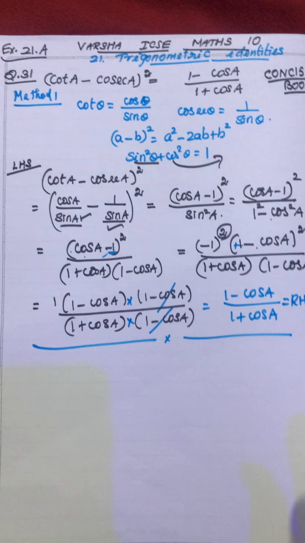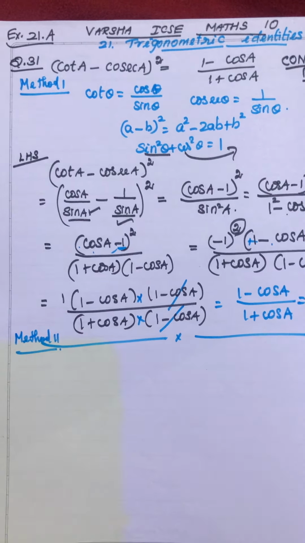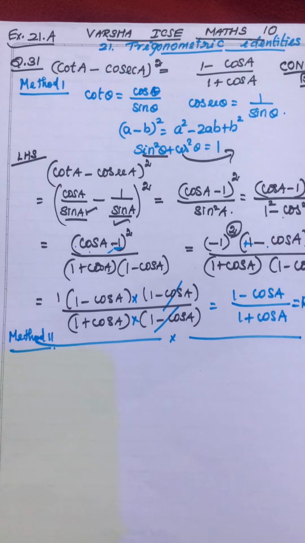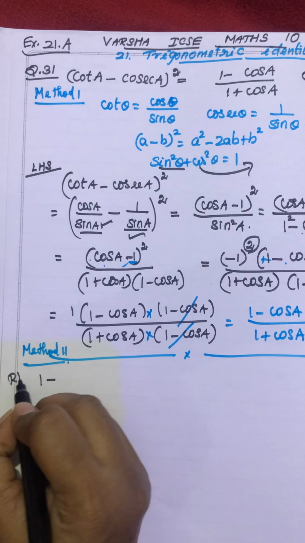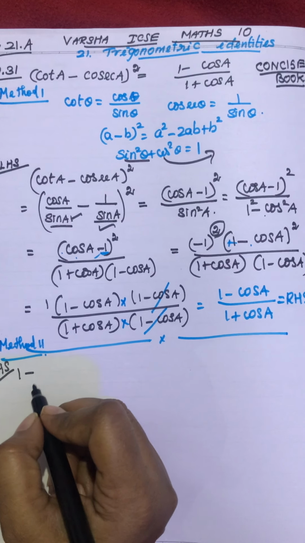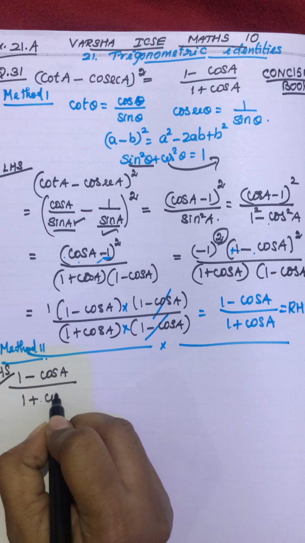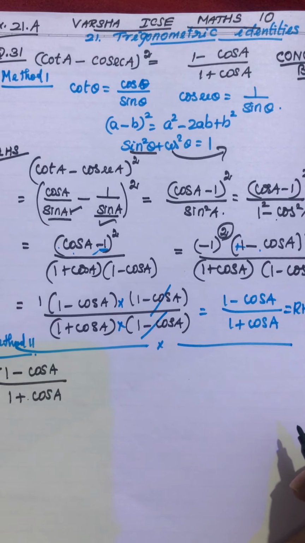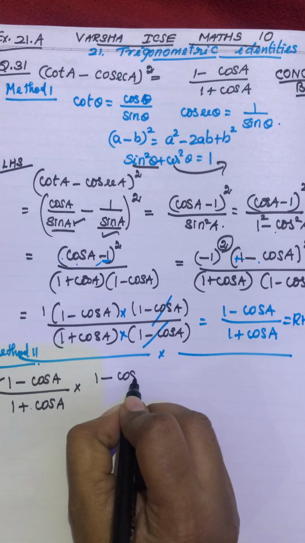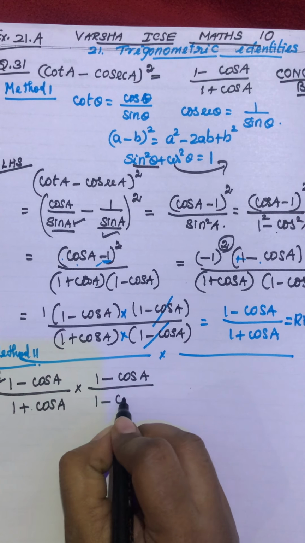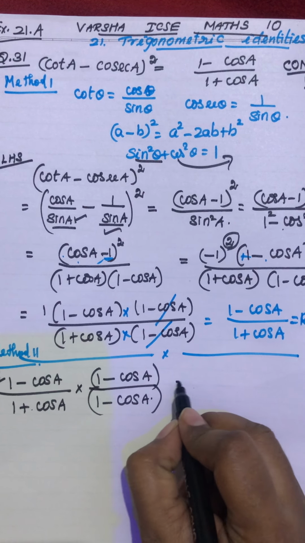Now let's see the second method. So this is method 2. In this method, we take the RHS, that is (1 minus cos A) by (1 plus cos A). What is the conjugate for the denominator, students? Yes, that is (1 minus cos A) by (1 minus cos A). So this is our conjugate, and we are going to multiply.